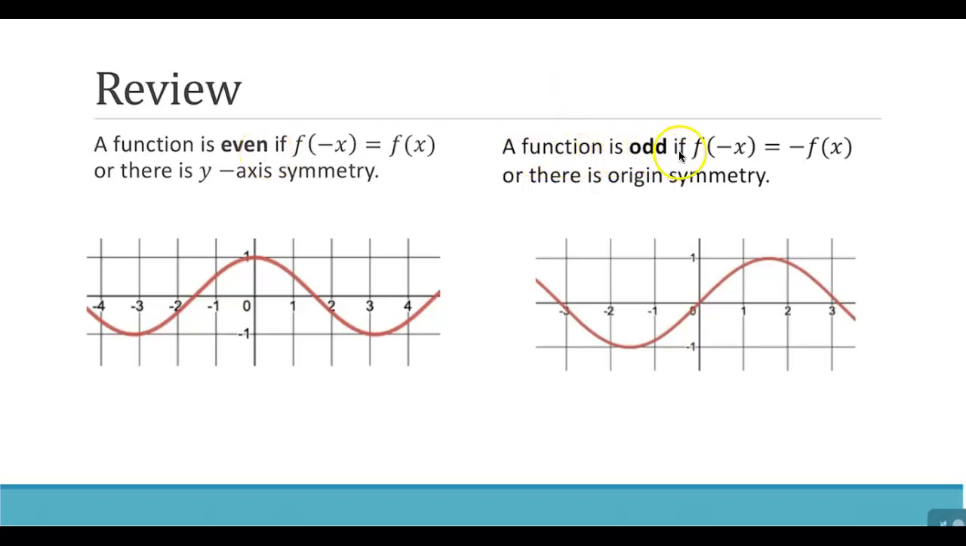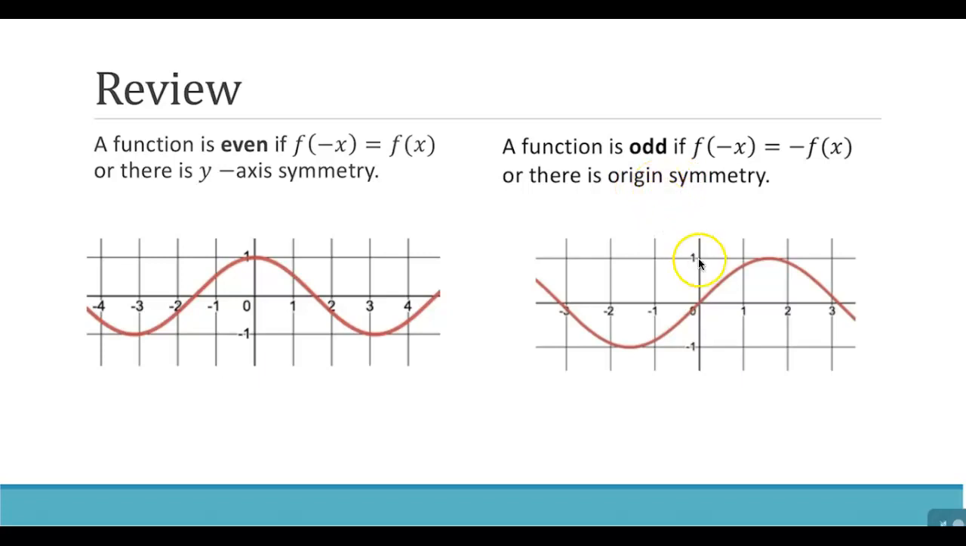Now, a function is odd if f of negative x is equal to negative f of x. So this time we would replace each x with a negative x, and what would happen is the function would spit out a negative. So I like to say even functions eat the negative, and odd functions spit out the negative to the front. Or if you have a graph, there is origin symmetry.